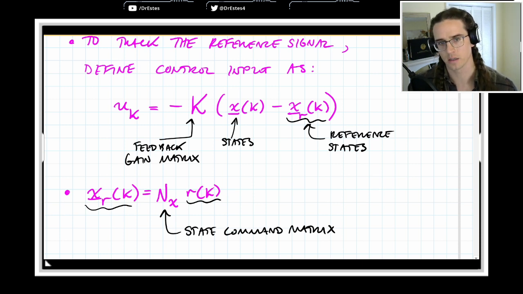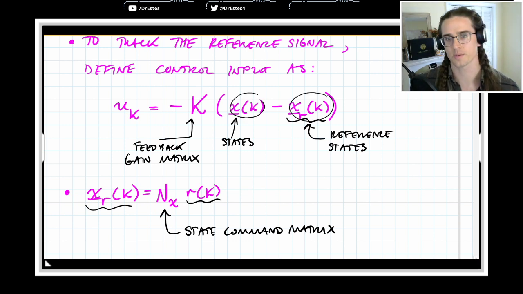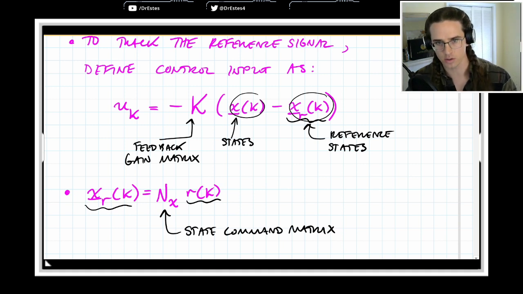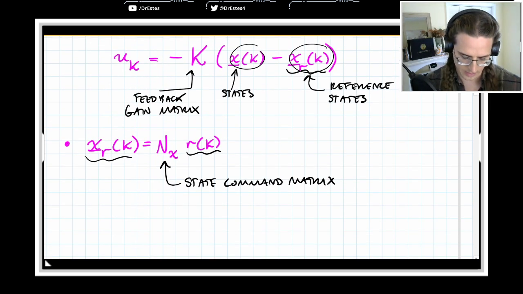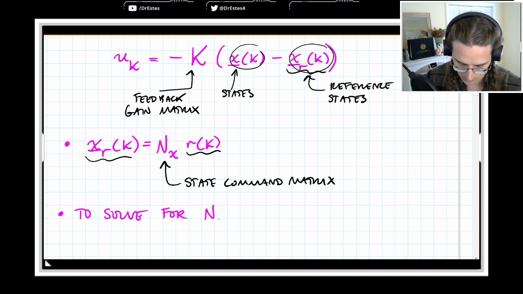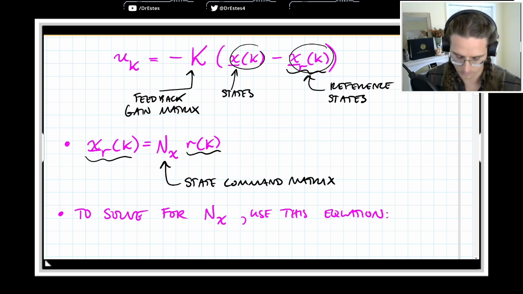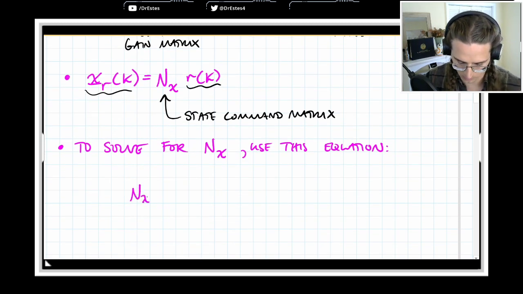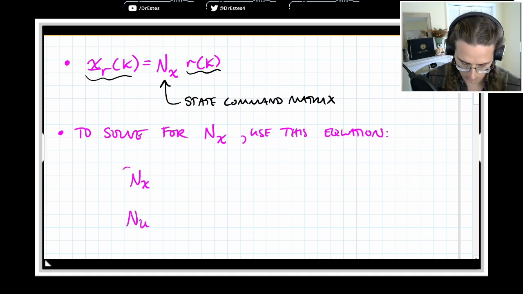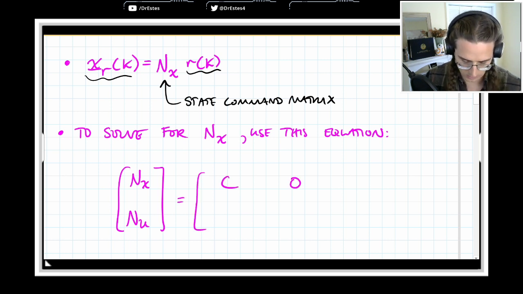So when we do state feedback, we're trying to minimize the error between the states and the reference states. And the reference states are related to the reference signal that we're trying to follow. Okay. And then we covered this last time. So how do you figure out what that conversion factor is? To solve for Nx, use this equation. If you're wondering where this comes from, what's the reasoning, check out what we did in the last class. It'll go through all the details.